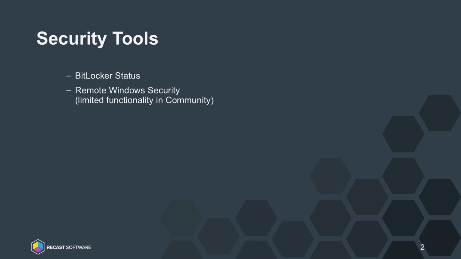So let's go ahead and take a look at what security tools are available to us in the Community Edition. The first tool available to us is the BitLocker status tool. This tool will give us some detailed BitLocker information on the device that we have selected. And the final tool that we have access to in a limited sense is the remote window security tool. The remote window security tool gives you some critical security information in your config manager console. You can also run some security related actions directly within the remote window security tool.